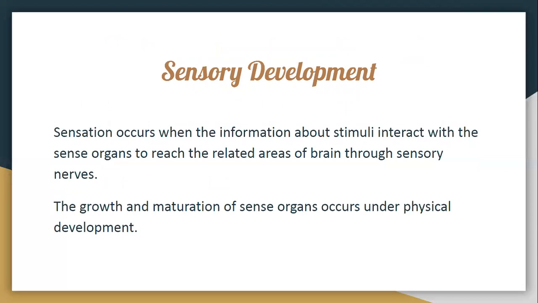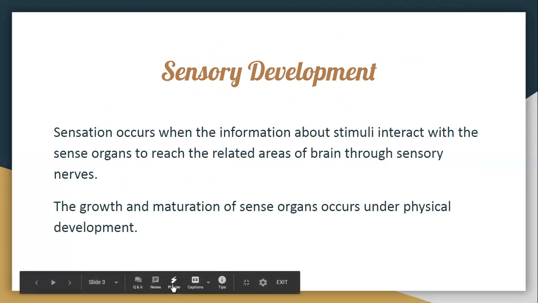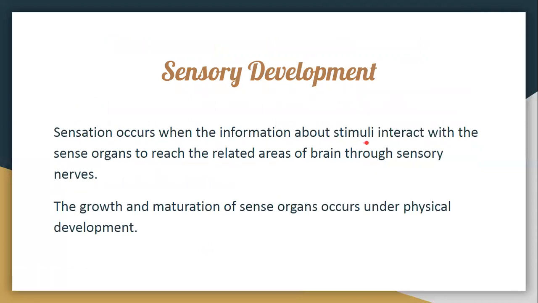Sensation occurs when the information about stimuli interacts with the sense organs to reach the related areas of the brain through sensory nerves. यहाँ पे अगर मैं quickly आपको revise करवा दूँ, तो you must know that a stimulus is anything in the environment that produces a reaction or that has an effect on your sensory organs.